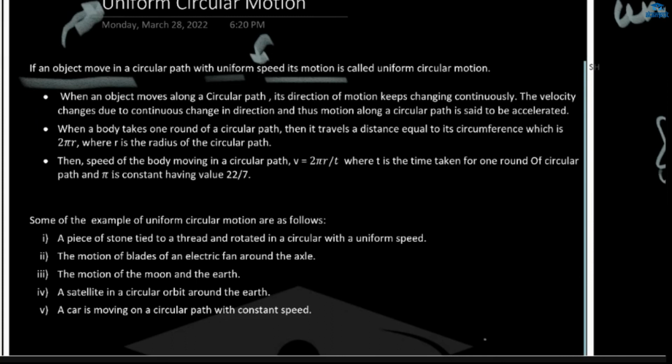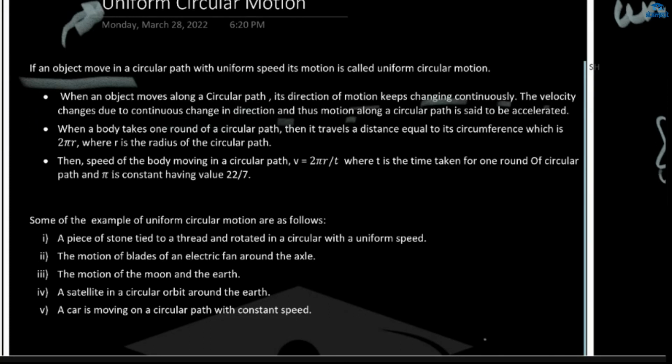Because speed will be constant, but velocity will not be constant, because velocity includes direction also. And here the direction changes, so the motion becomes non-uniform. When an object moves along a circular path, its direction of motion keeps changing continuously. The velocity changes due to this continuous change in direction, and motion along a circular path is said to be accelerated. Everybody is listening? Yes, ma'am. When a body takes one round of a circular path, it travels a distance equal to the circumference, which is 2 pi r.